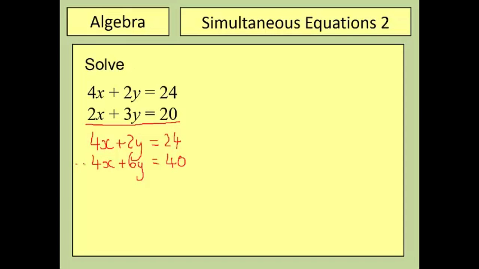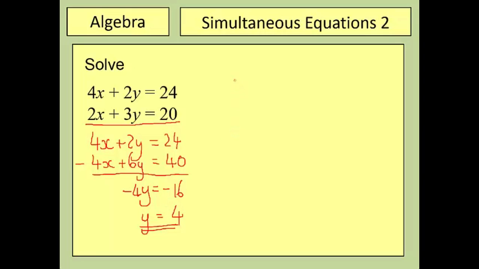So I can get rid of these 4x's by subtracting. So 4x take away 4x is 0, 2y take away 6y is negative 4y, and then 24 take away 40 is negative 16, in which case y must equal 4. Not negative 4, note, because you've got a negative divided by a negative, negative 16 divided by a negative 4, that gives you a positive 4 as your answer.